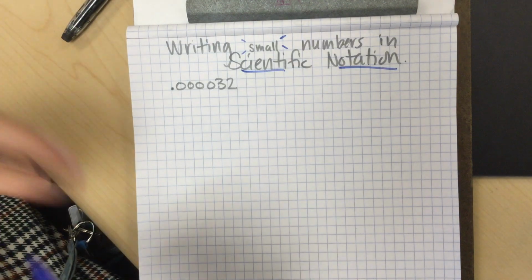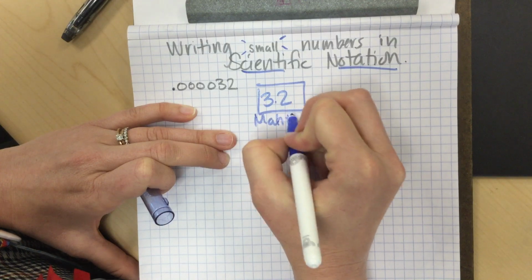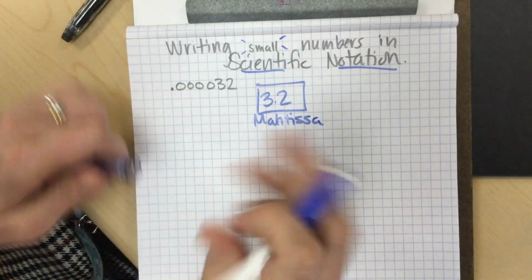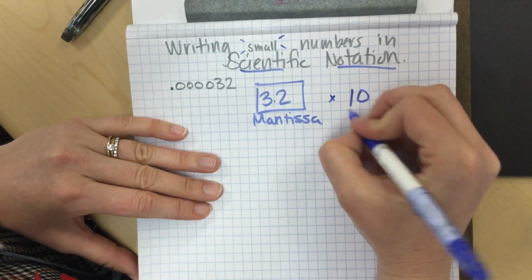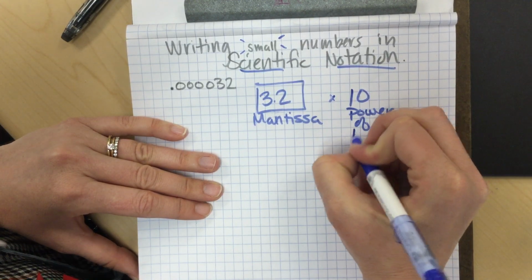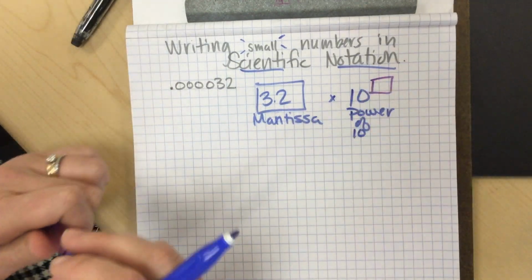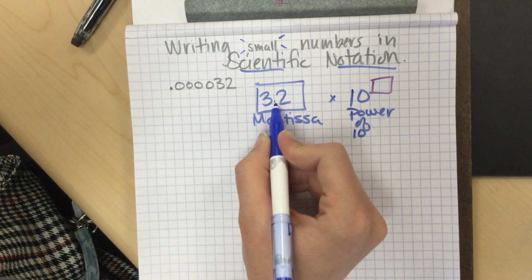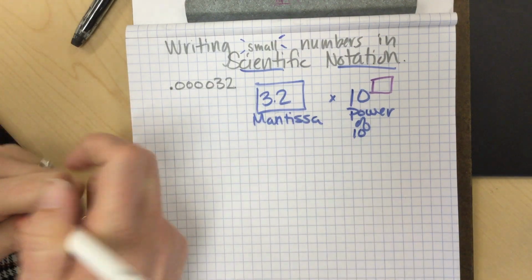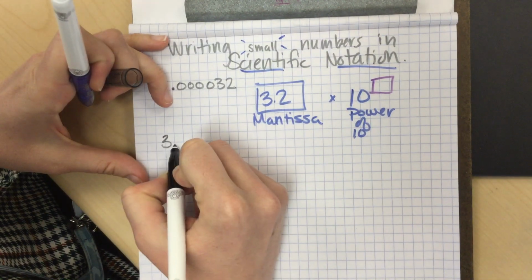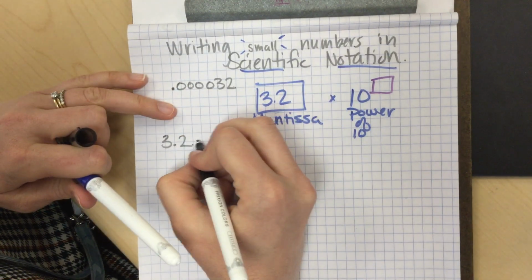Well, I know that I need a mantissa, just like I do when I write really large numbers in scientific notation, and also I need to multiply it by a power of 10. We need to think about what the power is going to be here. So I have the number 3.2, but I need it to be smaller. I know that in order to make the number 3.2 smaller, I can divide by 10.